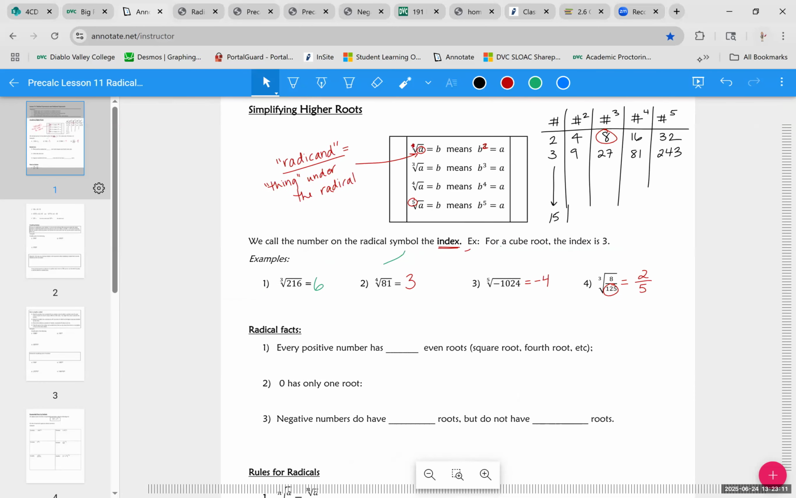Answering a couple of quick questions. Every positive number, if I'm taking a positive number, has how many even roots? Like how many square roots does 4 have? Does 9 have? It has 2, right? One is going to be positive and one is going to be negative. So that carries on to even roots, 4th root, 6th root, etc. 0 has always only one root, and that would be 0. The 3rd root, the 4th root, the 5th root of 0 is always 0.